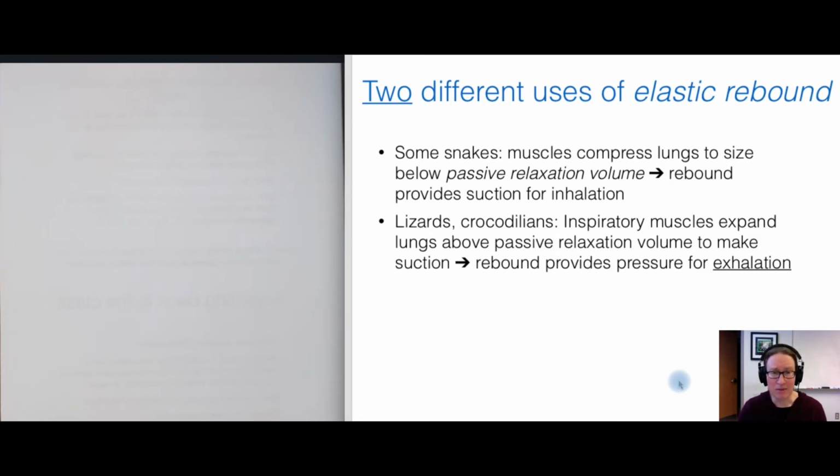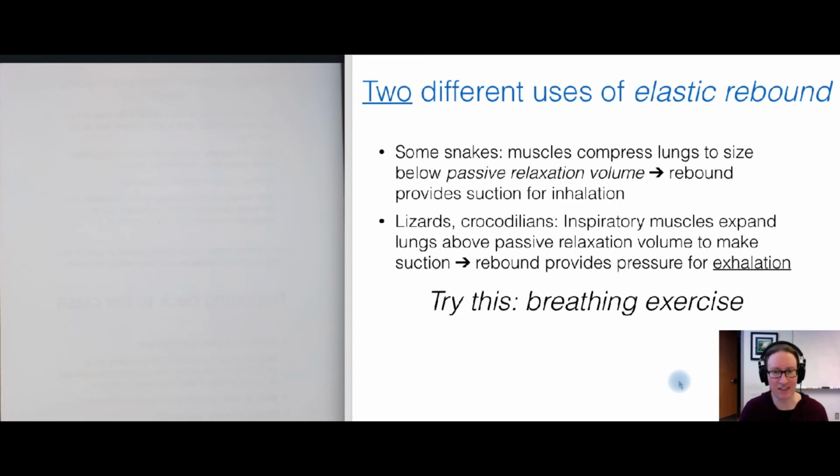In some snake species, muscles will compress the lungs to a size that is below what's called the passive relaxation volume. And then the lungs will rebound, and that will provide suction for inhalation. In contrast, in other reptile groups, such as in lizards and crocodilians, there will be inspiratory muscles that will expand the lungs above that passive relaxation volume to generate suction. And then rebound's going to provide the pressure for exhalation. So in one case, rebound's involved in inhalation. In the other case, it's involved in exhalation.